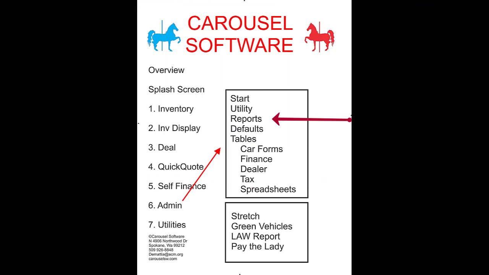This reports function and the utilities functions are probably going to be the only things that a client would use. The other two screens that I'm going to talk about, which are the tables and the defaults, generally speaking, Carousel will either change them for you or give you detailed directions on what to change and how to change it. The next screen in the list will be the defaults.